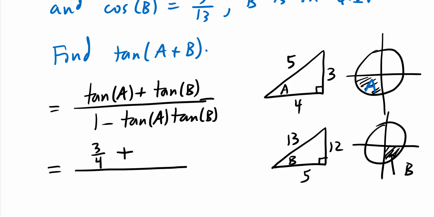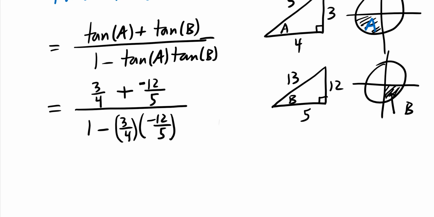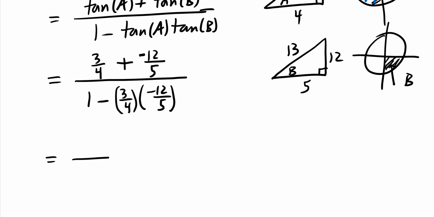Tangent B, opposite over adjacent. B in the 4th quadrant, that should be negative. Over 1 minus, that's 3/4, negative 12 over 5. Now we simplify. 3 over 4 minus 12 over 5 stays the same. 1, negative by negative, positive.